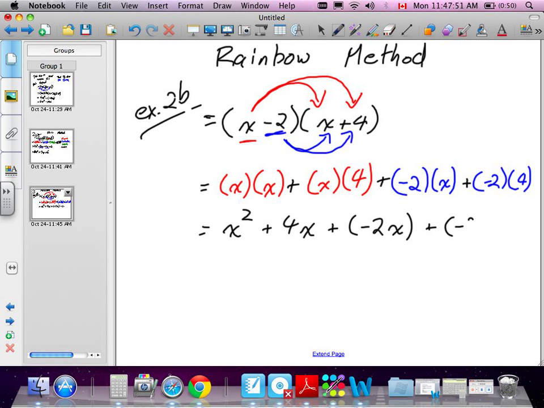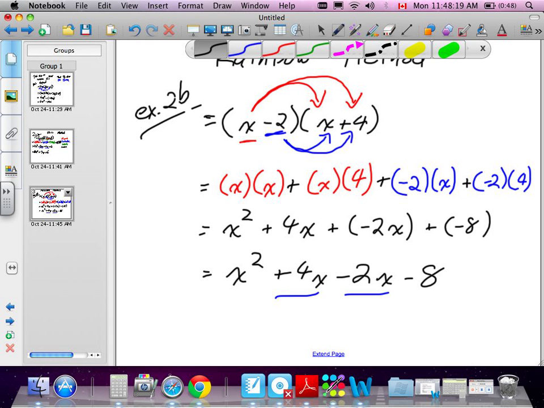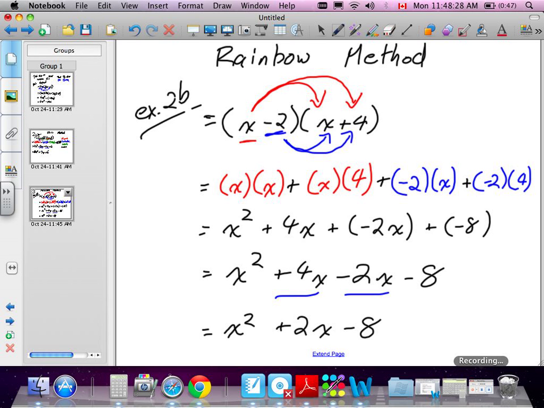Now, if we go back to the integer rules we learned at the beginning of the year, if you notice I have a positive sign, then a negative sign. What can I just replace this positive sign with? Negative. So I'm just going to simplify that. x squared plus 4x minus 2x minus 8. Okay? And now I combine like terms. If you notice again, the only two like terms are in the middle. The other ones don't have any like terms. So we have x squared, 4x minus 2x is positive 2x, minus 8. It's the same idea as FOIL. They just use a different name for it.